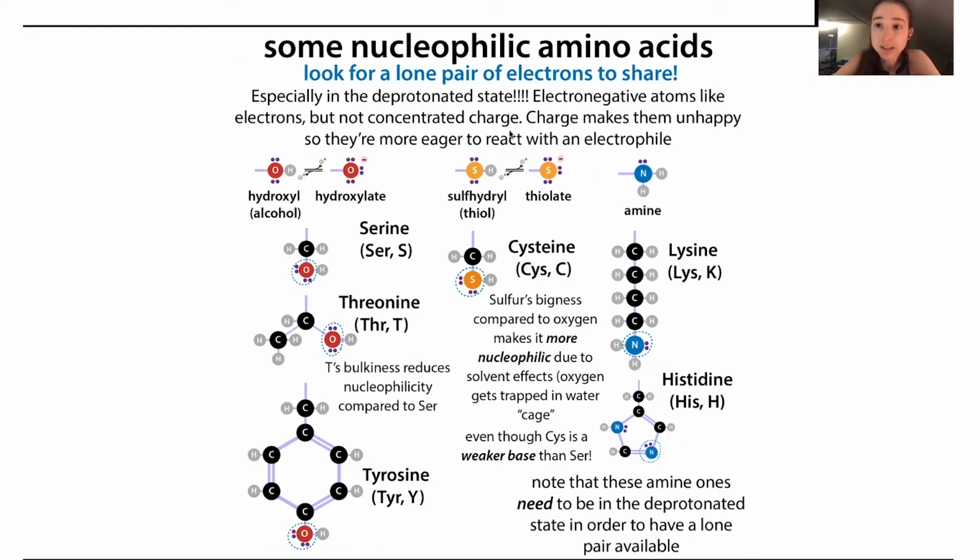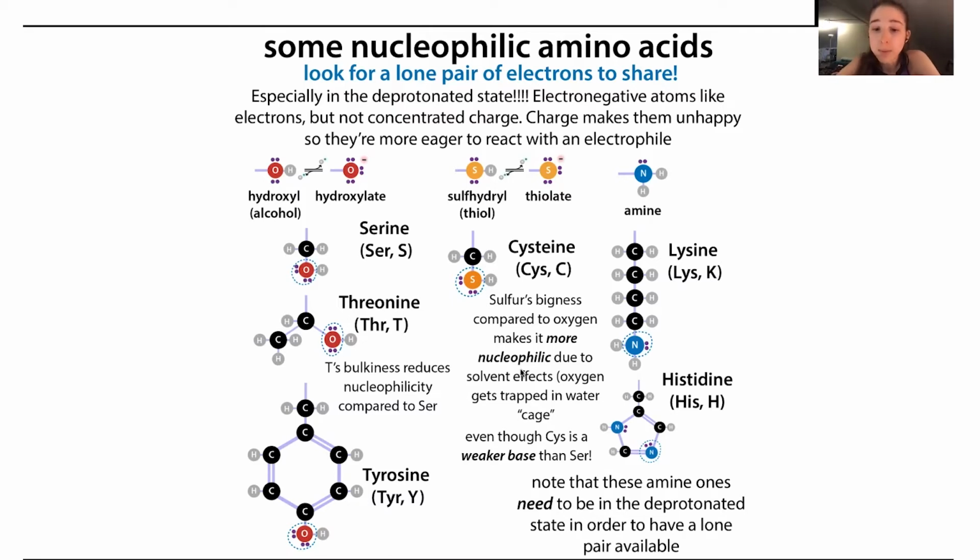A thiolate is actually more nucleophilic than a hydroxylate, the oxygen version of this. Basically, sulfur is bigger than oxygen. When you have this in a watery solvent, the solvent molecules are going to solvate things, so you're going to have water molecules surrounding them. The hydroxylate, because it's smaller, can get trapped more in a sort of water cage. But this isn't going to happen as much with the cysteine because it's bigger. And so this makes it more nucleophilic, so it's going to be better at attacking things.